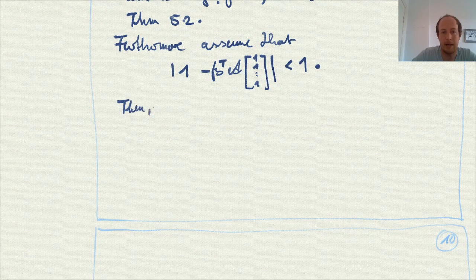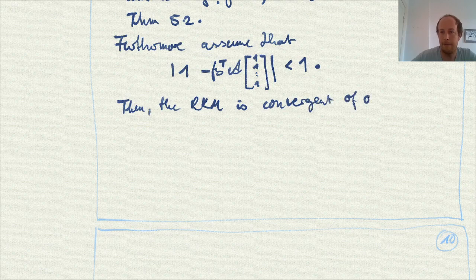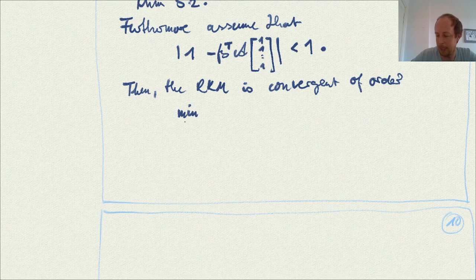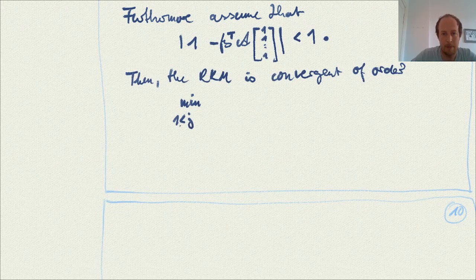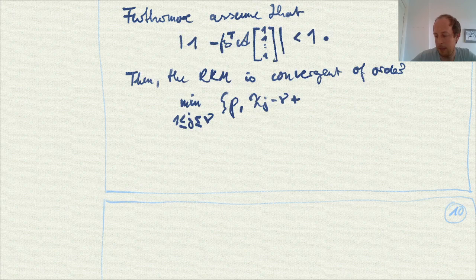And this means that the RKM is convergent of order minimum. It's not so easy, like for j less than or equal to ν, so j ranges from 1 to ν. Here is the p, that's the order that it has for ODEs, and here we have these consistency orders, kappa j minus ν plus, should be j, right?